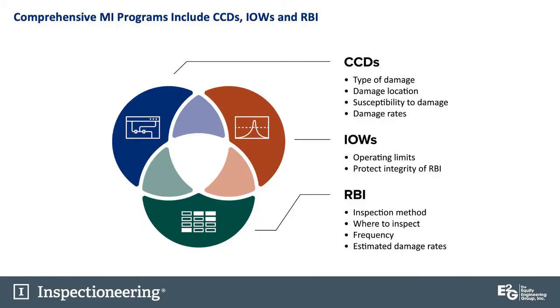Comprehensive MI programs include CCDs and IOWs. As I mentioned before, I really think CCD and IOW projects should be, for refinery units, implemented as a package together, and RBI. And again, I think we've covered these concepts, but to actually be comprehensive, to be able to state that you have a comprehensive MI program, you should be able to show that you have CCDs in place, IOWs in place, and a risk-based inspection in place.